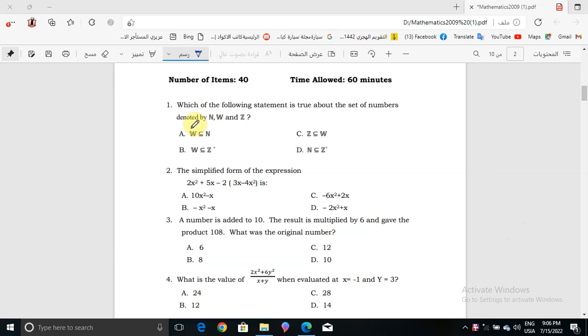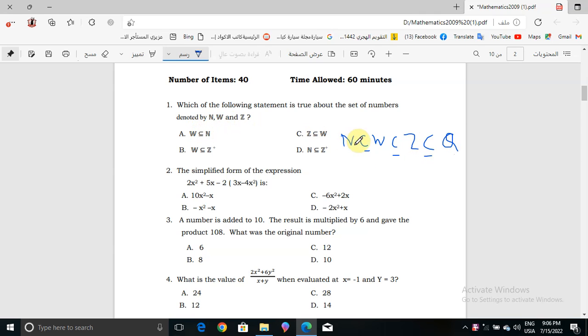Now, here what we have: whole number is a subset of natural number; whole number is a subset of positive integers; integer numbers are a subset of whole numbers; and natural number is a subset of positive integers. Now here we know the rule: natural number is a subset of whole number, which is a subset of integer numbers, then a subset of rational numbers.